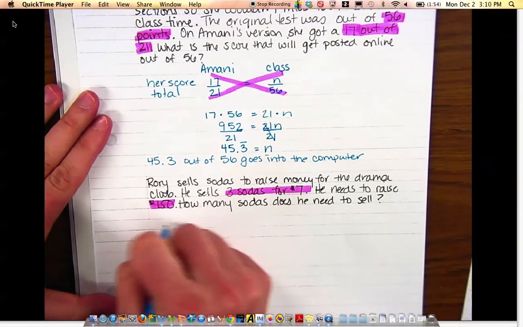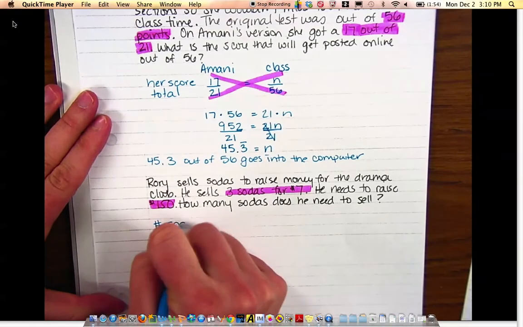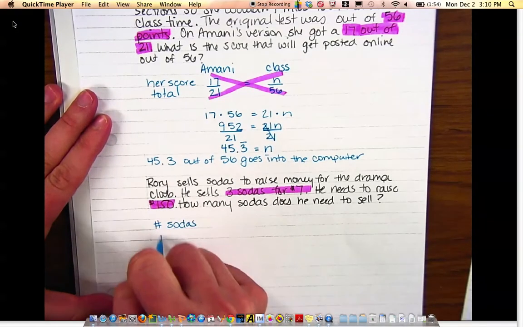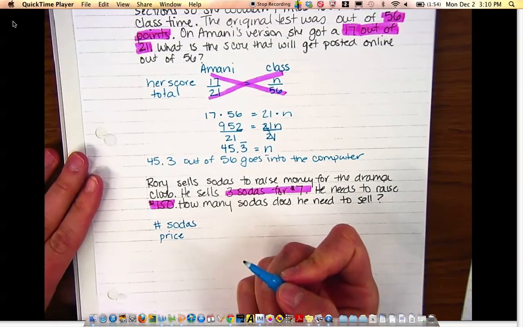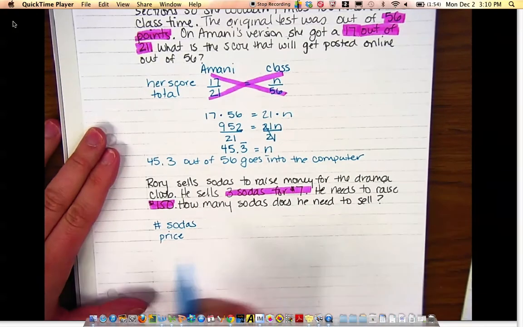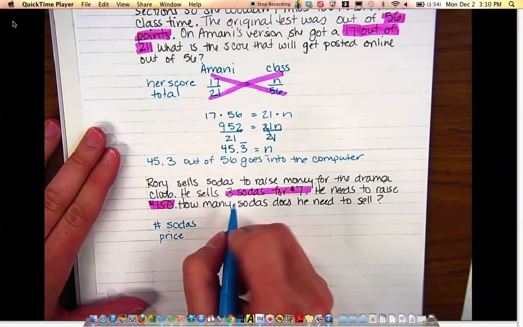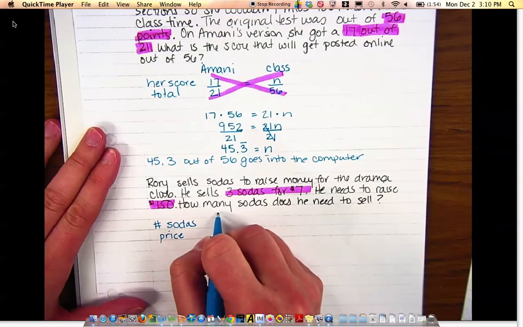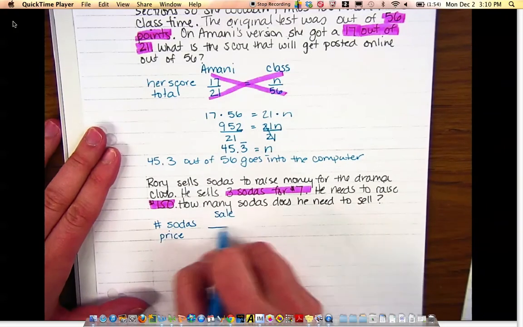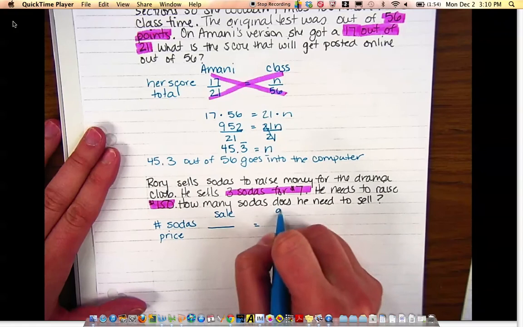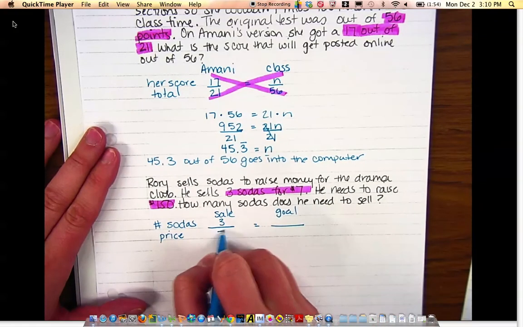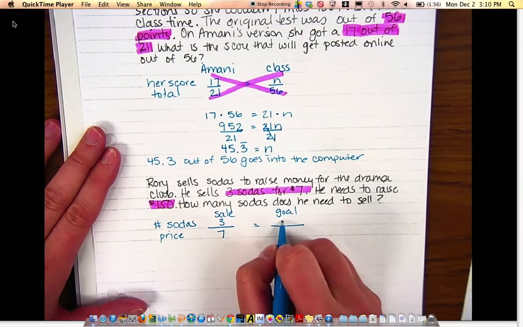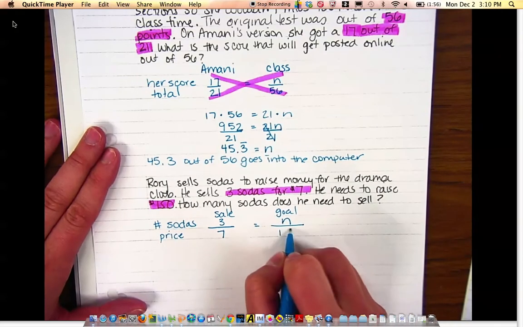So I'm going to put the number of sodas over the price. And you could have done this the other way. That's totally fine, just as long as you are consistent in where you place your numbers. So this is the sale. Make this one the sale. This other one is going to be our goal. So he sells 3 sodas for $7. We don't know how many sodas he needs to get $150.